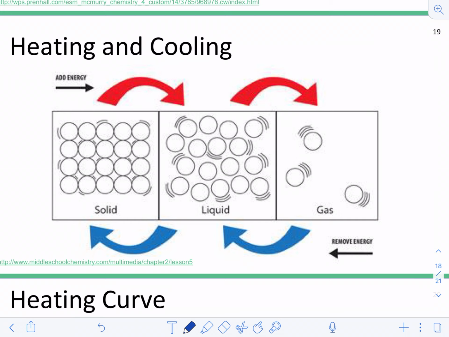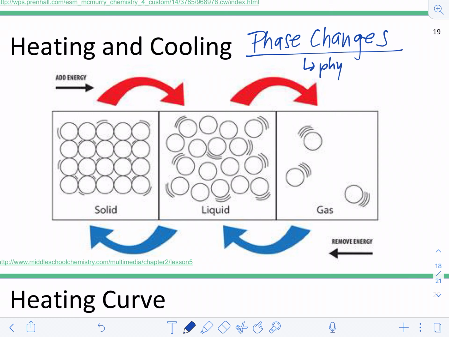So I do want to remind you guys that these are phase changes, which are physical changes. I'm just changing the state of matter, but I'm not changing what the material is. So these are all physical. I'm not reacting the substances. All I'm doing is adding and removing heat.